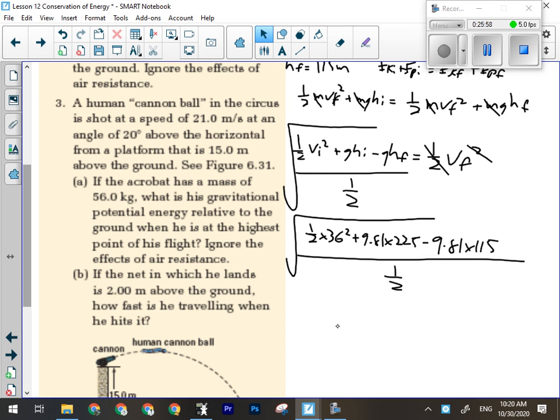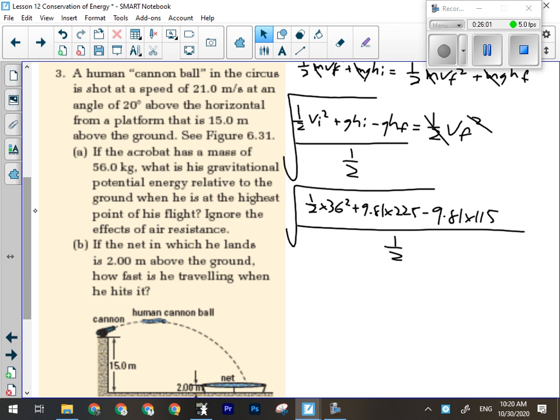All right, now number 3, guys, is about as involved as a law of conservation of energy question could get. It's about the Human Cannonball. This one incorporates some of your knowledge of projectile motion as well as your law of conservation of energy stuff. So they're shot out at a speed of 21 meters per second at an angle of 20 degrees above the horizontal from a platform that is 15 meters above the ground. The acrobat has a mass of 56 kilograms. What's his gravitational potential energy relative to the ground when he is at his highest point in his flight?